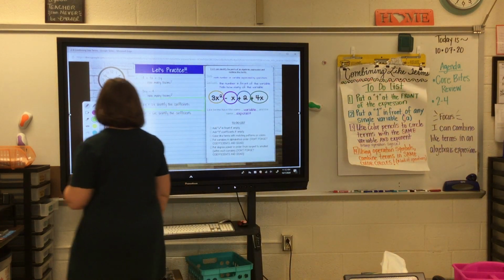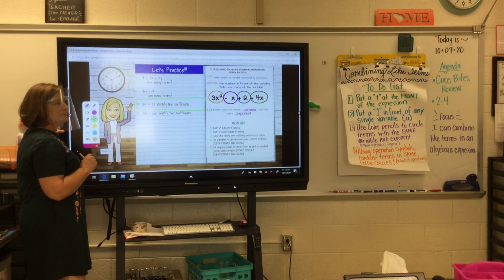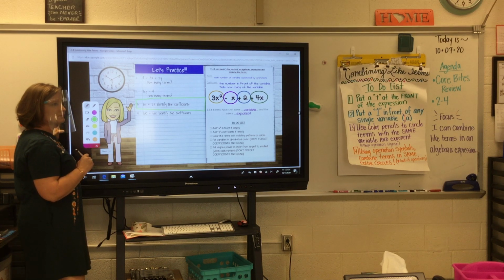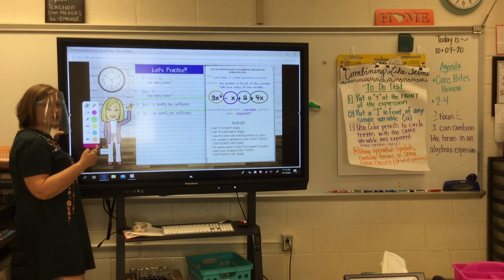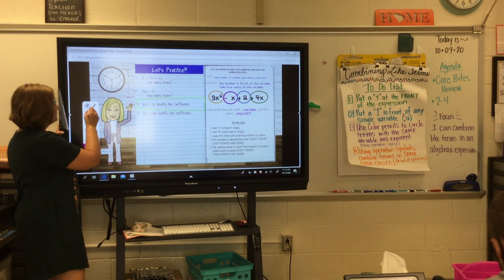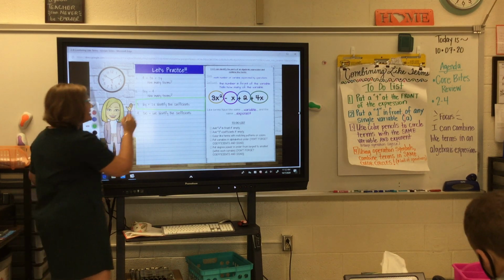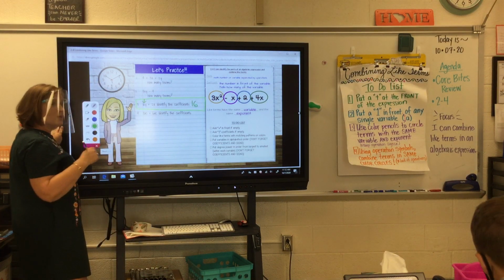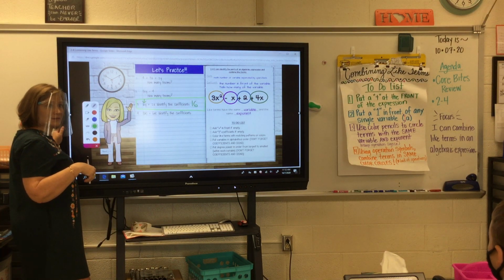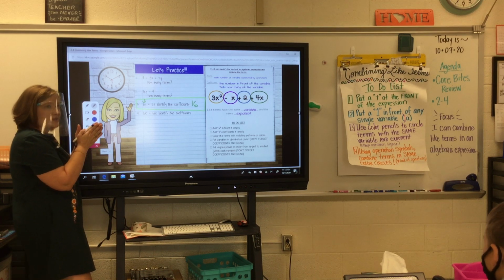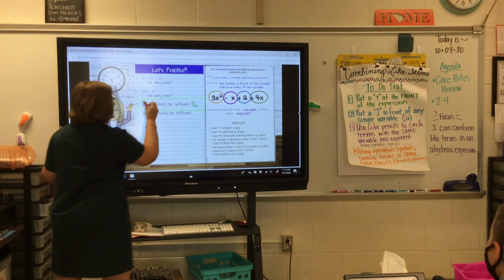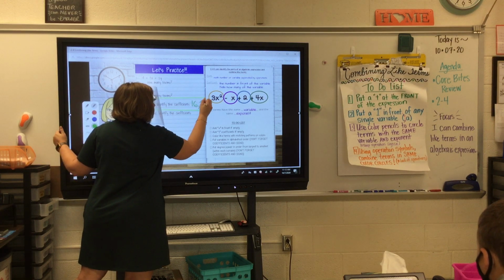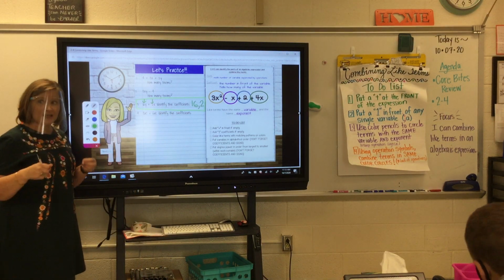All right. Do I have a coefficient with the y? What is it? 16. So 16 is a coefficient. Do I have a coefficient with the x? What's together with the x? A 2. So my coefficients are 16 and 2.